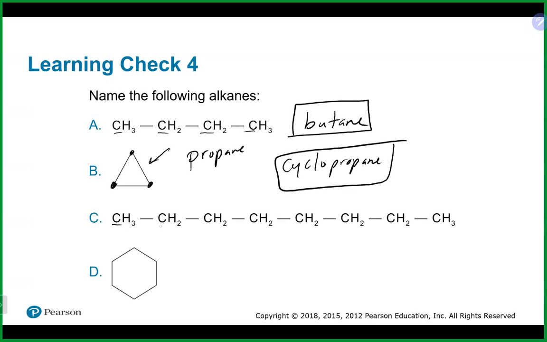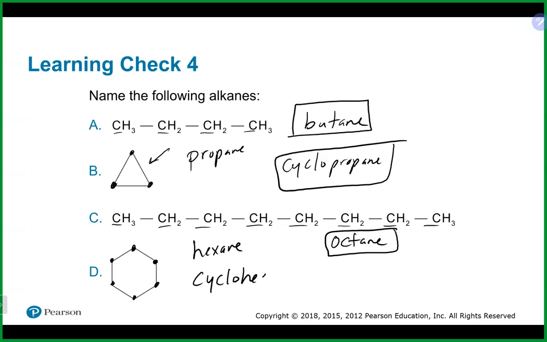Here, just counting 1, 2, 3, 4, 5, 6, 7, and 8, all in a row. They're all hydrogens, nothing else there. So that's going to be octane. And once again, here, just counting around, anywhere where lines come together will be a carbon. So that is 6 carbons. So that really is based off of hexane. Hexane, though, is the straight chain of that. Here, the ends sort of come together, and it makes this cyclohexane.